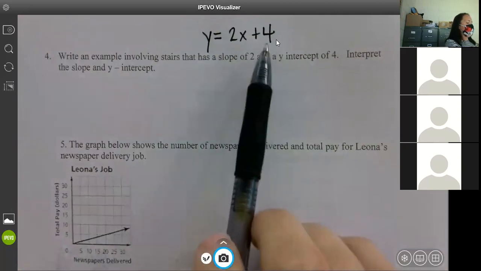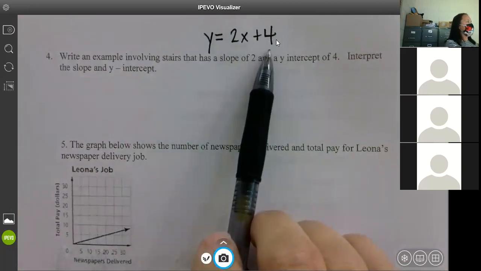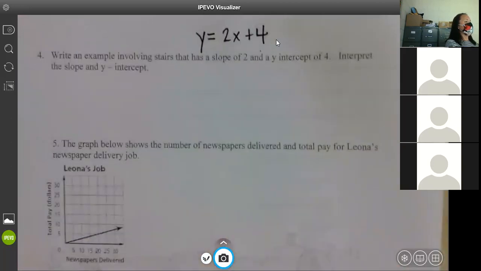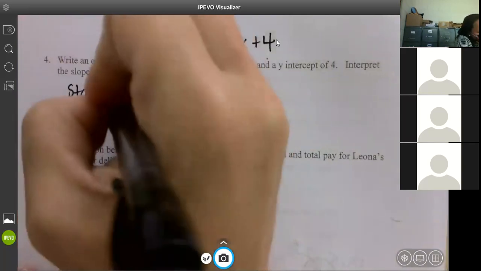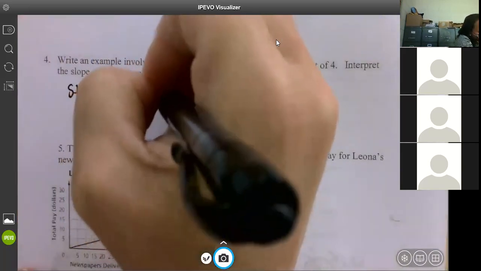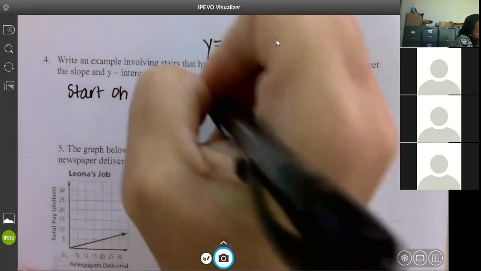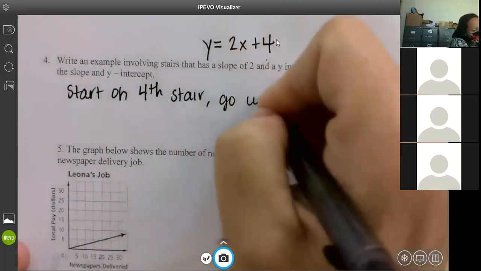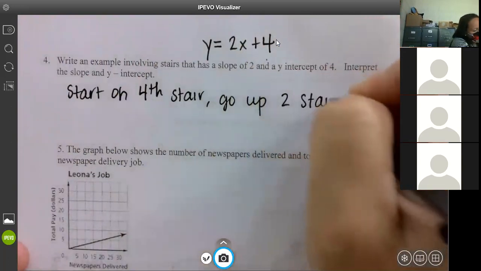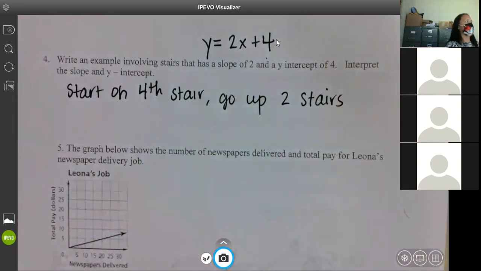So if I were graphing this, what would I do? Start at 4, but put it in terms of stairs. Start on the 4th stair. Somebody else. What's our slope tell us? Go up 2 stairs. Y'all, that's it. That's all I wanted you to do. Don't make it harder than what it is. All right.